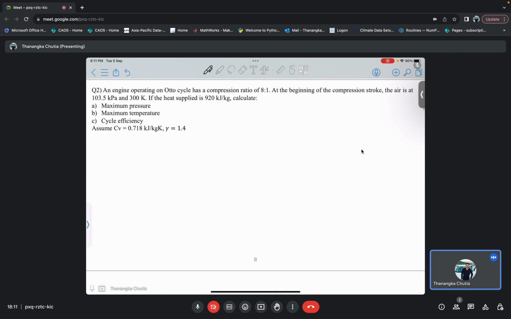An engine operating on Otto cycle has a compression ratio 8:1. At the beginning of the compression stroke, the air is at 103.5 kilopascal and 300 Kelvin. Now if the heat supplied is 920 kilojoule per kg, calculate the maximum pressure, the maximum temperature, and the cycle efficiency. Okay, so once again let us draw the PV and the TS diagram.